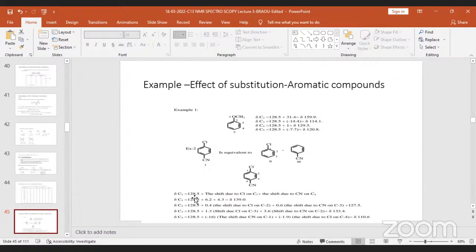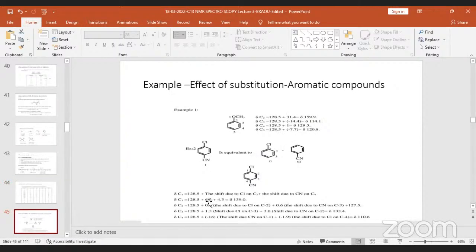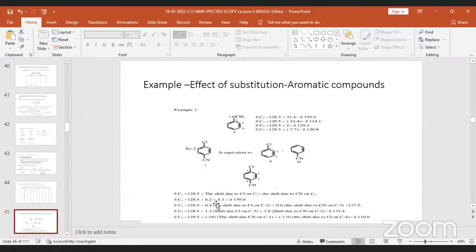See, 128.5 is the base value. Suppose you are calculating for this C1 carbon. You need to add the increment due to chlorine, which is 6.2. And the CN is at the 4 position, para, so 4.3. So you have to incorporate those values: 128.5 is the base benzene value, and 6.2 due to chlorine, and 4.3 due to cyano. You just add, and you will get the approximate value.